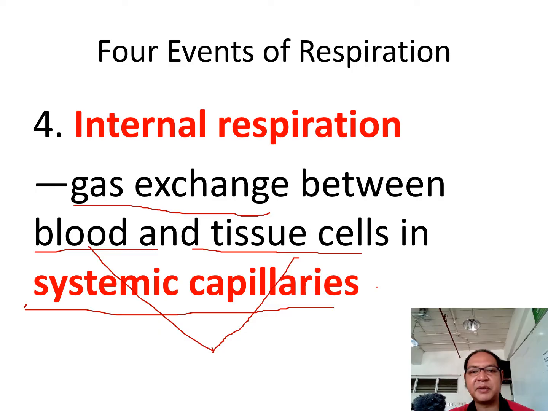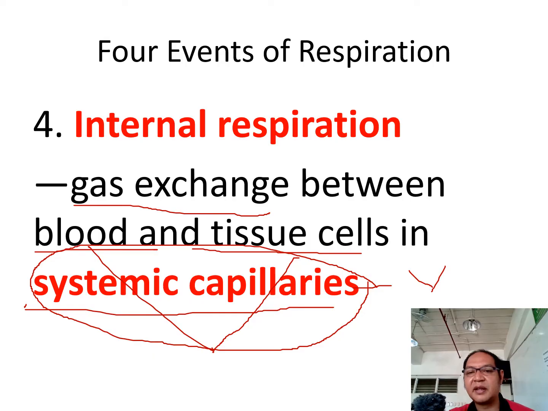So where is the location of this? Here in the systemic capillaries. What are these systemic capillaries? We have the vein and the artery, and they connect through capillaries. So if we go to our tissue and cell, we can find these capillaries. So there is a gas exchange in the systemic capillaries.